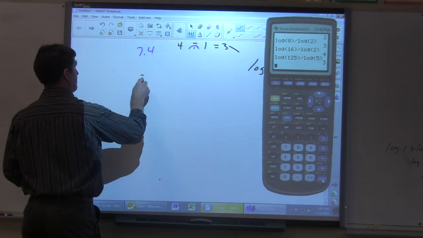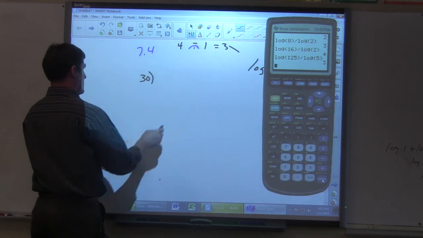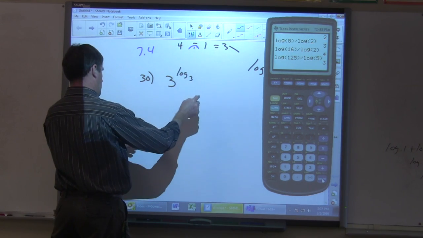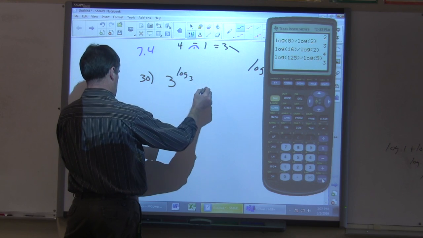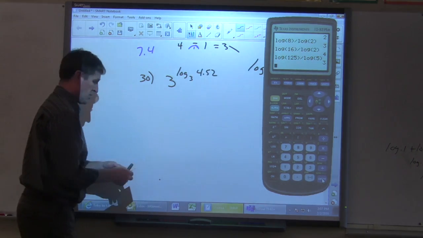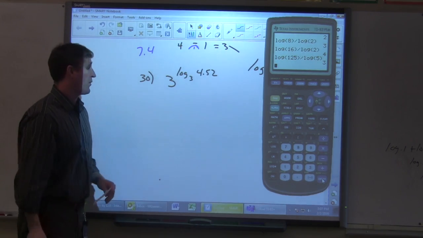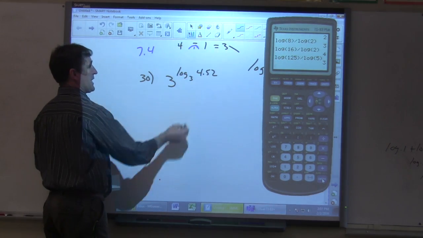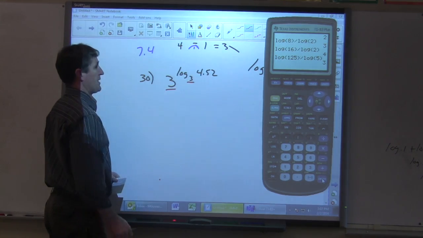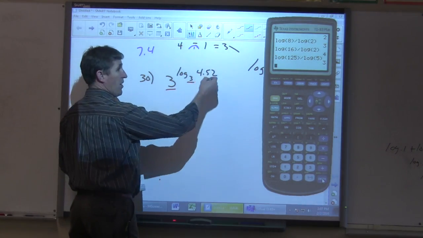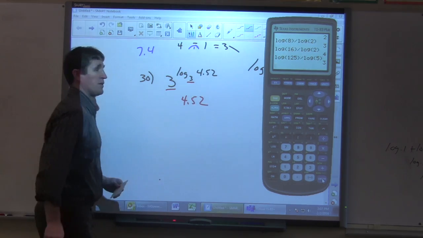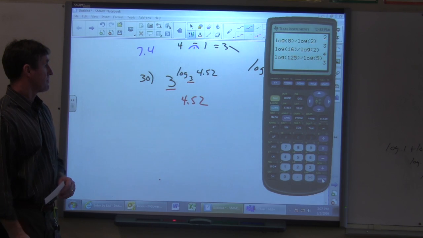30, 3 to the log base 3 of 4.52. So on this one, here's where you want to remember that if the logarithm is in the exponent, and this base is the same as that base, it's just whatever follows. And so that would be 4.52, and so there's not much to do on that.